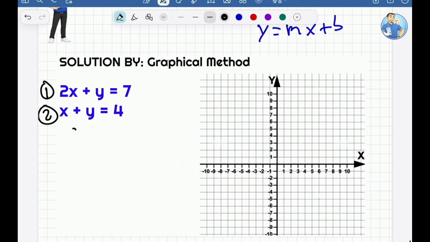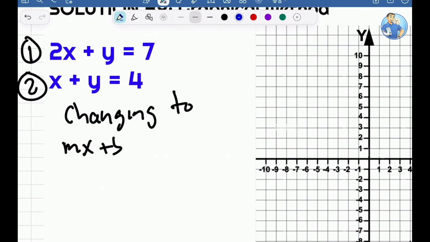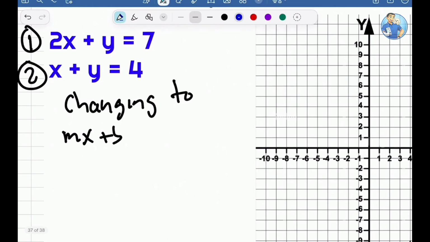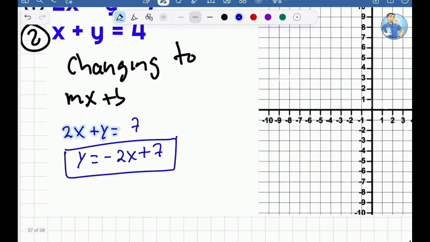So changing to mx plus b. Let me zoom in. I'm going to do this super quick. This is the first one, and this is 7. We need to move the 2x using the opposite operation. So we can say minus 2x plus 7. This is mx plus b, a negative slope.